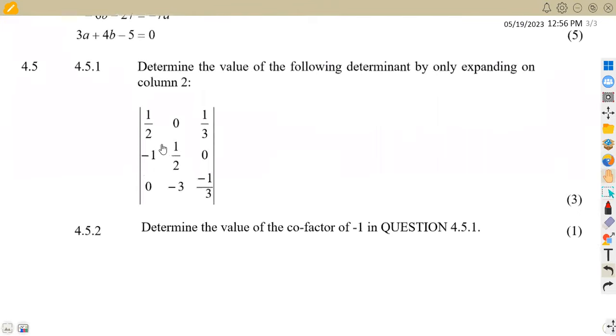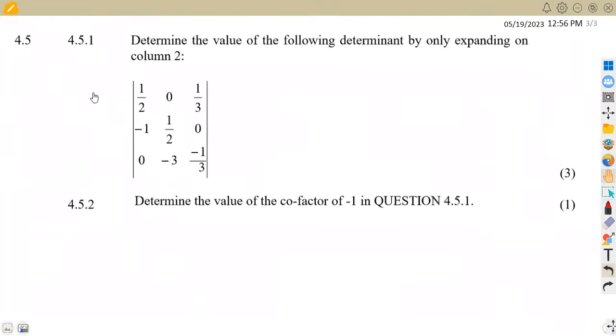Now, if you check on this 4.51, we are now working with 3x3. That is a 3x3, whereby we have got three rows and three columns in this case. So how can we simplify such? How can we determine such from the information that we are given?